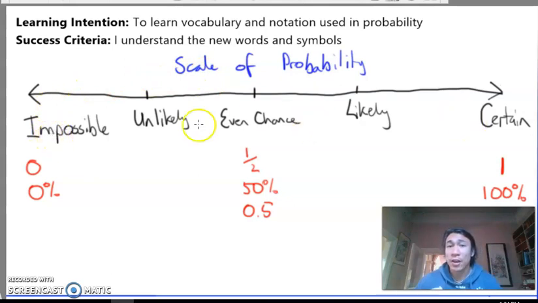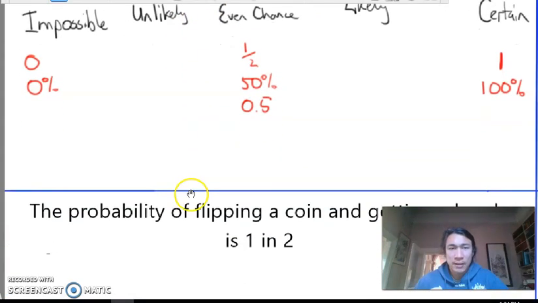Impossible and certain, likely, unlikely, and even chance. And there's other words you can fit in along this scale. They all mean something in probability, and you can represent each of these things using numbers, and in particular fractions, decimals, and percentages. I'll show you how. Here's my first example.